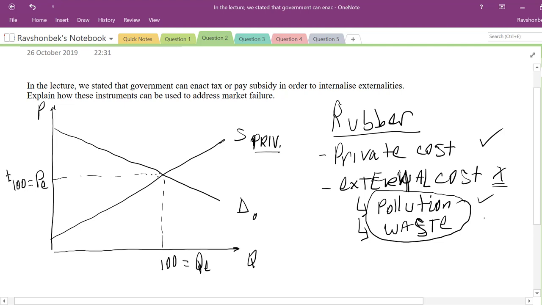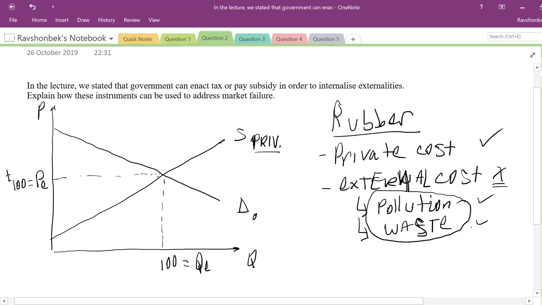Pollution basically harms the air. It creates all this asthmatic disease, let's say, and waste, let's say, pollutes or destroys the marine life if the waste is dumped into the sea.